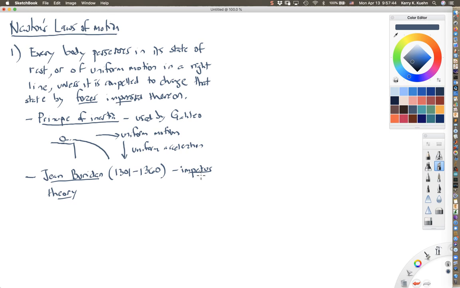Jean Buridan, just as an aside, was a student of William of Ockham. You might have heard of William of Ockham. Occam's razor is sometimes the philosophy that's associated with him, or the principle of parsimony.